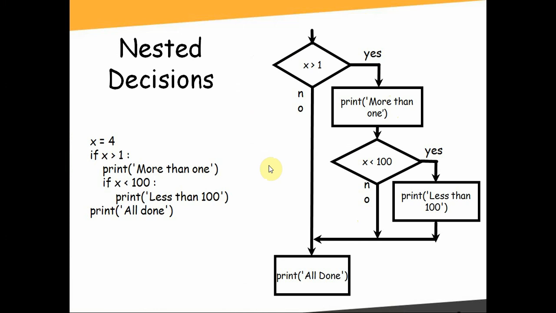So we can also use nested if statements. A nested if statement is using an if statement within an if statement. So here we are checking x greater than 1. If it is yes, it is printing something. Then again we are using one more if statement, which means again we are checking one condition, and we are printing less than 100 if that condition is satisfied. If it is no, it goes here. Okay, I will show the demo.